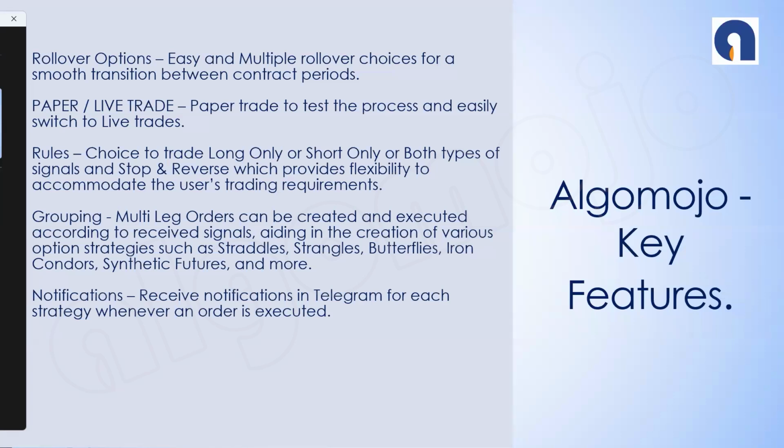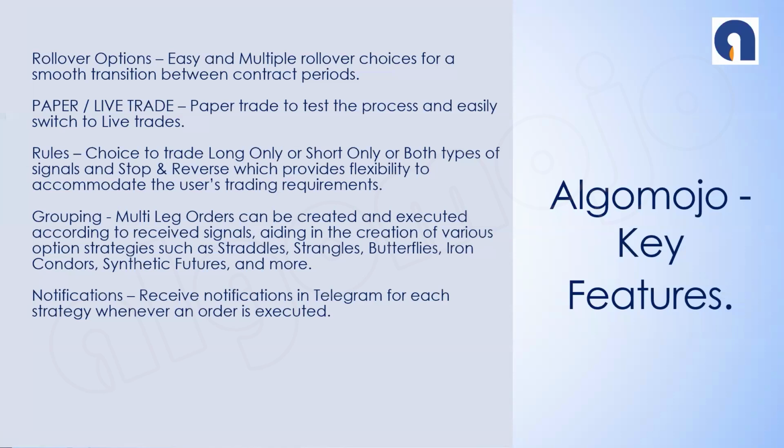So once you download the app, there's a chart ID that you need to use from the Algomojo bot. Copy that and paste it against your strategy. It's a simple setup to be done. It's a one-time setup. So whenever the signals are received and orders are placed, you get the notifications of that.